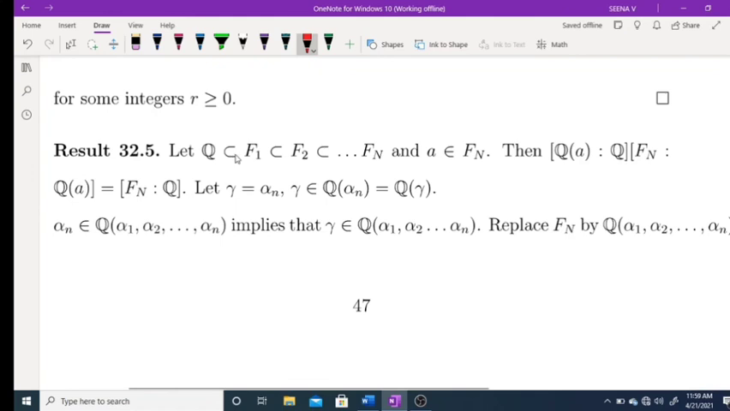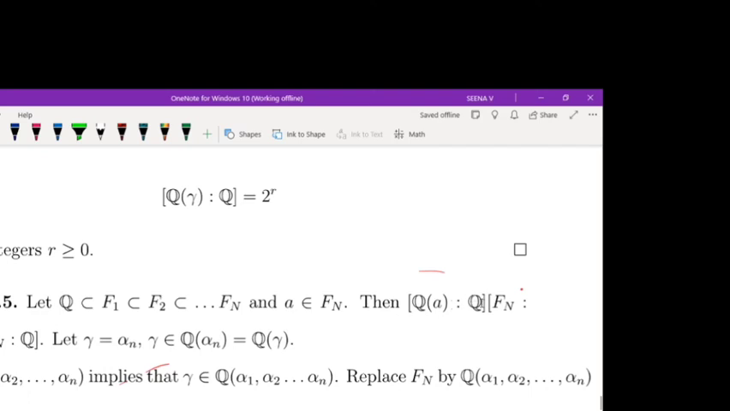Now the result: let Q be a subset of F1, a subset of F2, and so on, a subset of Fn, and let Q(A) be an intermediate field. Then the degree of Fn over Q equals the degree of Fn over Q(A) times the degree of Q(A) over Q. You can write this as the degree of Fn over Q(A) times the degree of Q(A) over Q, and this implies the degree of Fn over Q.